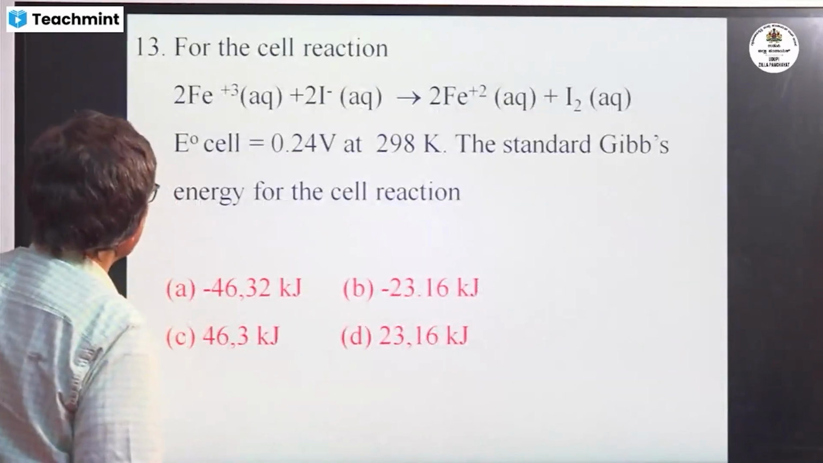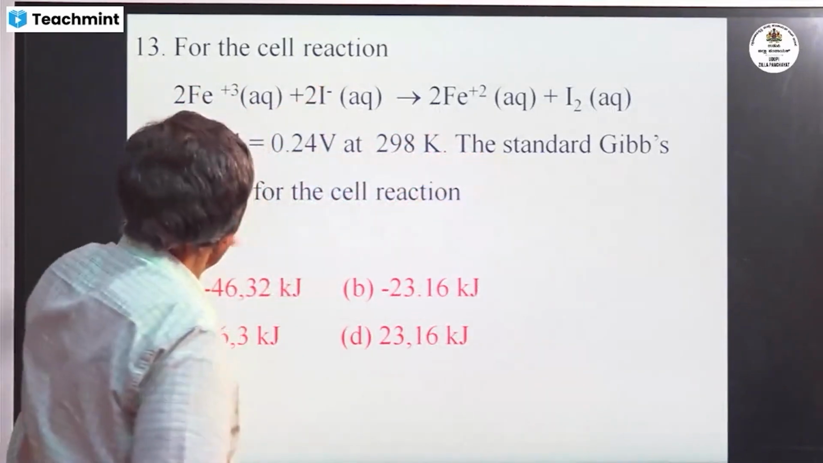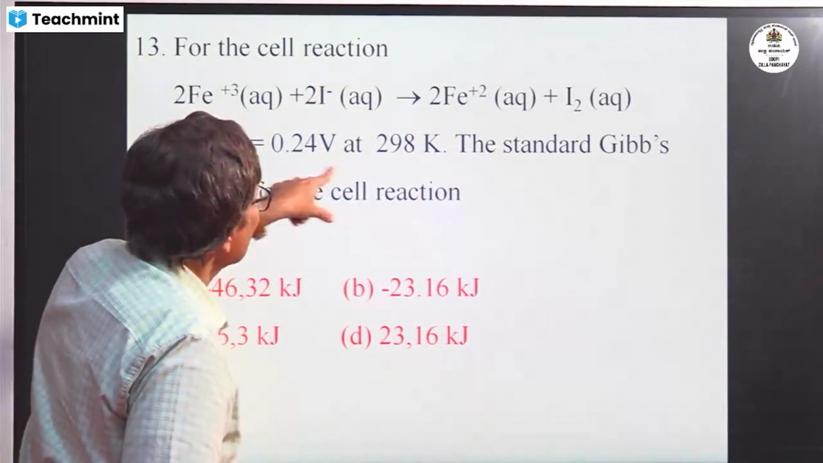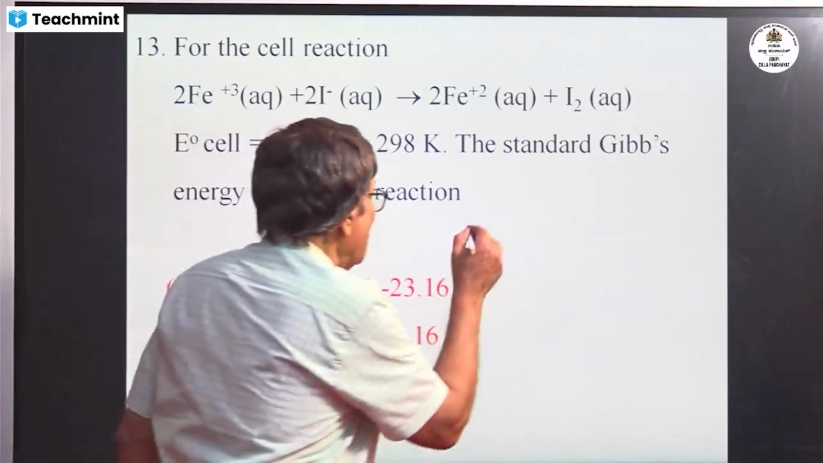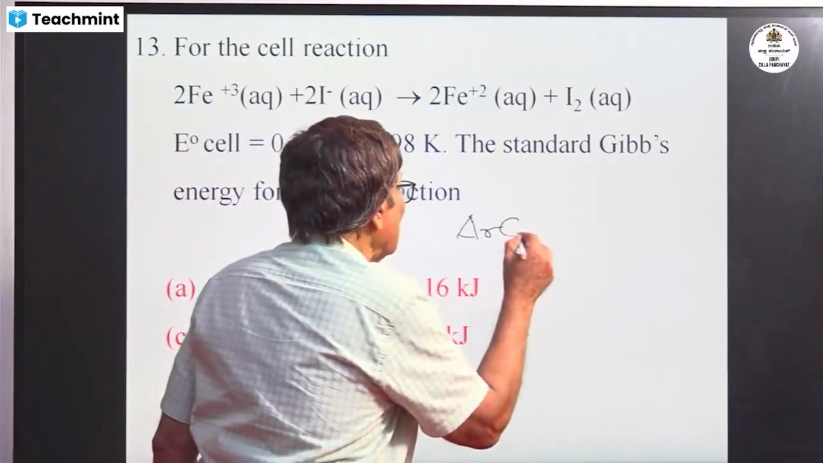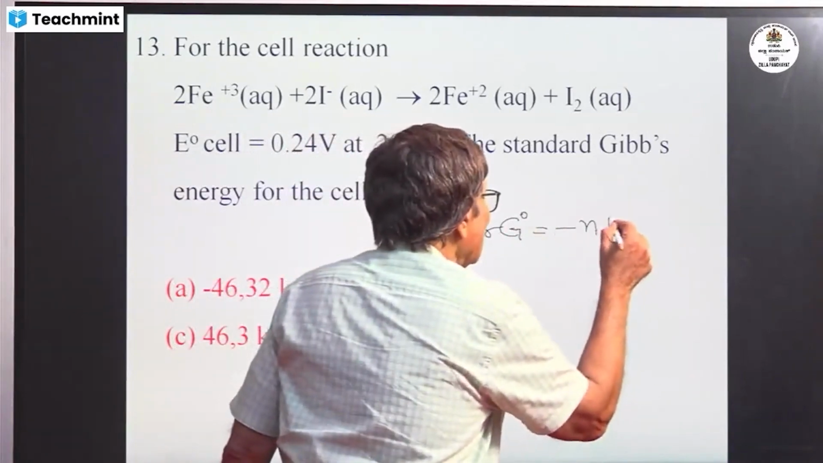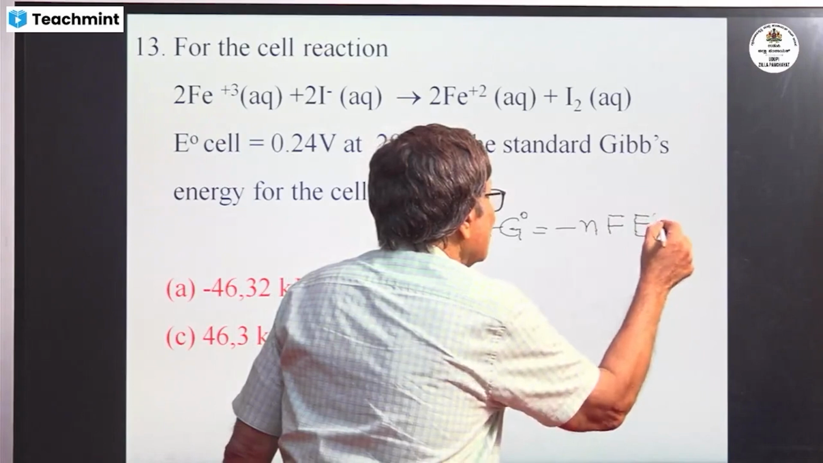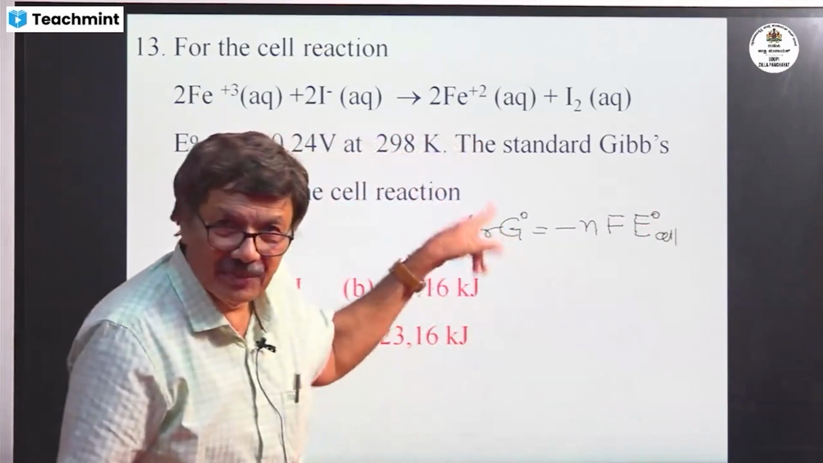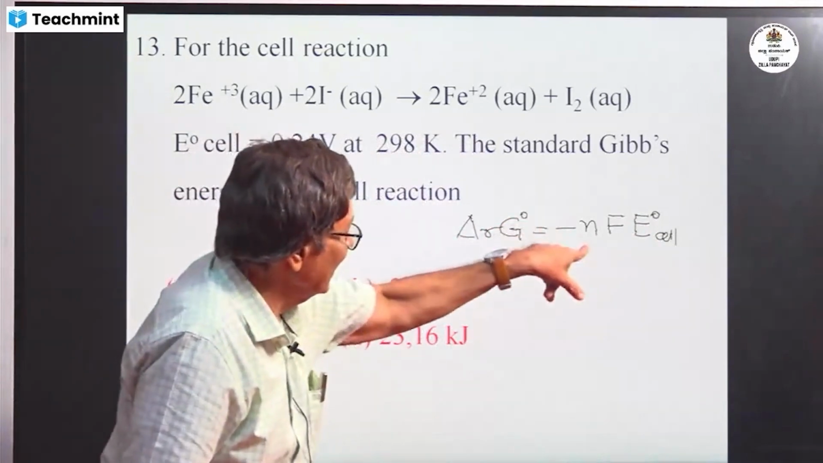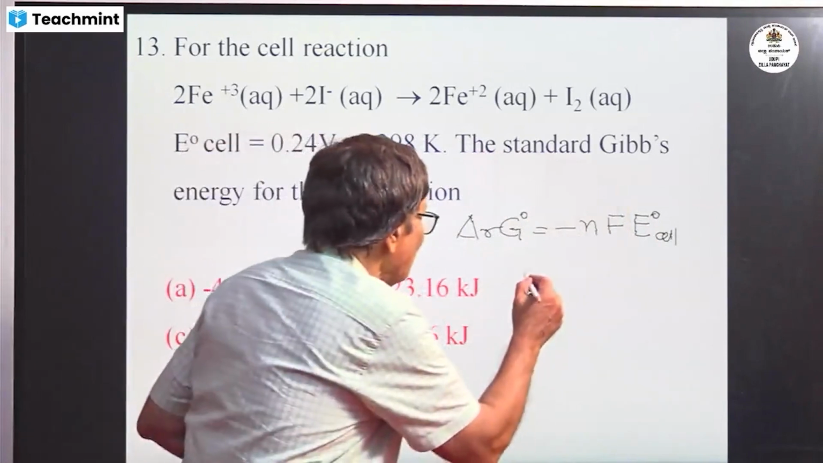Next question. For the cell reaction, they are given E naught of the cell. Standard Gibbs energy, delta R G naught, is equal to minus N F E naught of the cell. This is the formula. Delta R G naught, standard Gibbs energy, equals minus N F E naught of the cell. Now let us substitute.